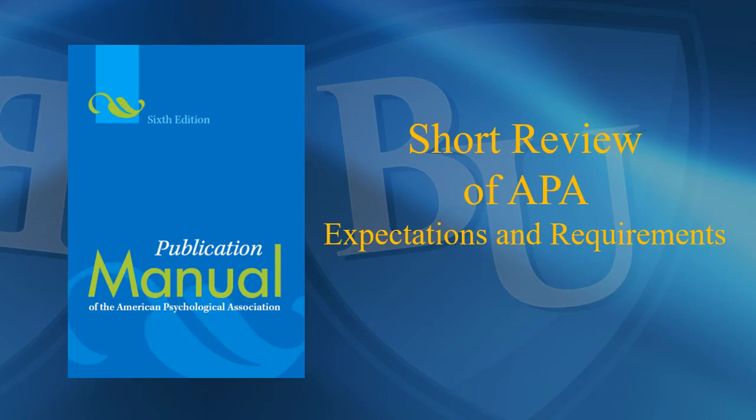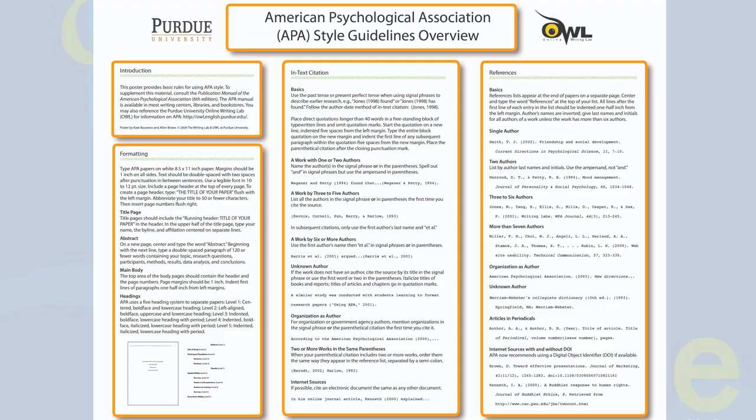I'm going to do a short review here of APA expectations and requirements. Depending on the school you're going to or the instructor, you may get some variations. The best source is usually the Purdue OWL site. You can Google that, and it gives you pretty much all the different examples.